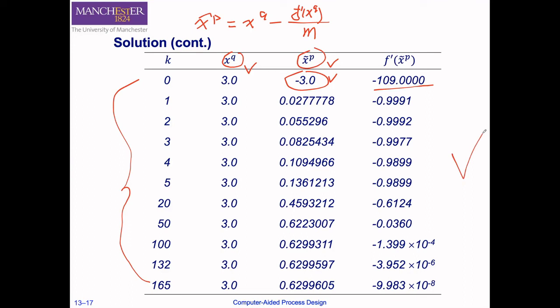From this table, we can see we require 165 iterations to find the minimum. This minimum is the same as that obtained using Newton's method. However, Newton's method only requires 8 iterations. So we can conclude Newton's method performs much faster than the secant method. This is because Newton's method also uses the information of the second derivative of the function fx.